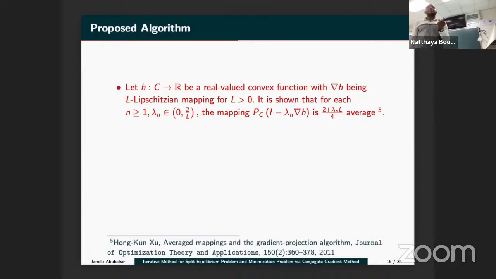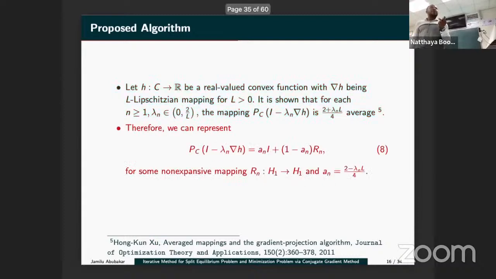Remember, we said that due to the fixed point characterization, we can have an iteration like this. So that's why we can take this one as an averaged operator, because it has been shown, for instance, in the paper of Zhou, that this is a (2 plus lambda L) over 4 averaged. So that means we can represent the whole of this as an averaged mapping, instead of using this, so you see, for some non-expansive mapping R_n here.